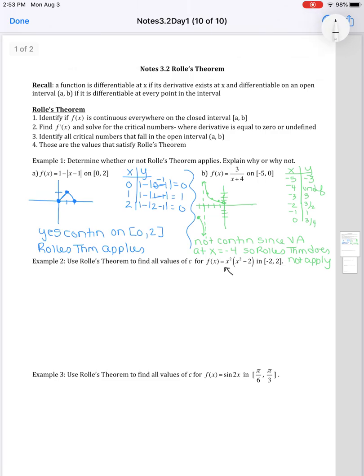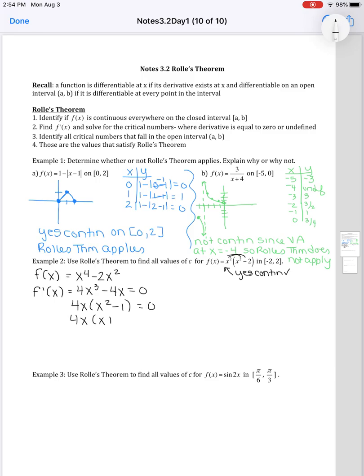All right, so now let's get to the actual algebraic part. It says use Rolle's Theorem to find all values of c. So first thing you do is look at this function. It's a polynomial, so yes, it's continuous. So we're good to go. I'm going to take the original function and distribute the x squared. So x to the 4th minus 2x squared. And I'm going to get the derivative. So I get 4x to the third minus 4x.